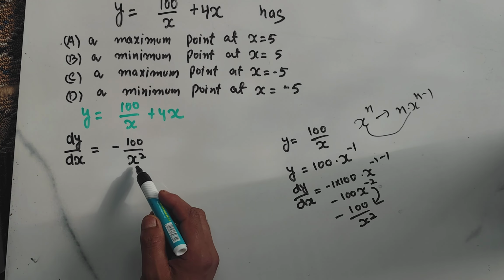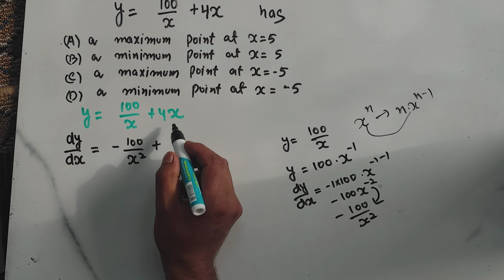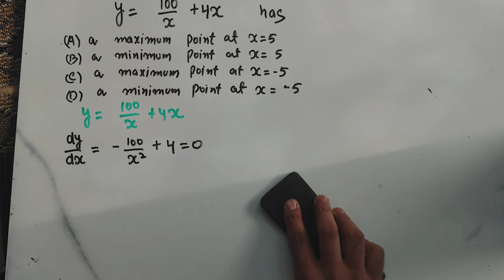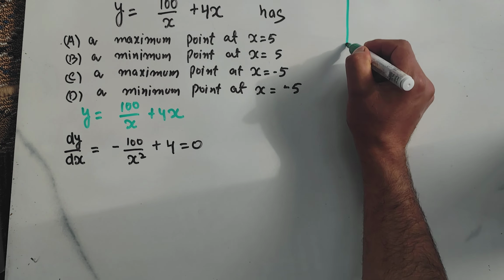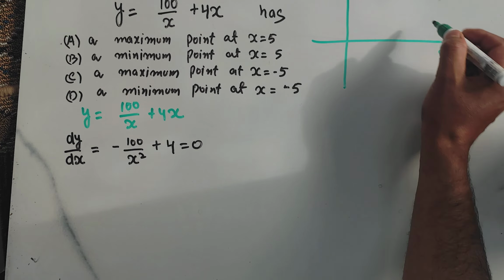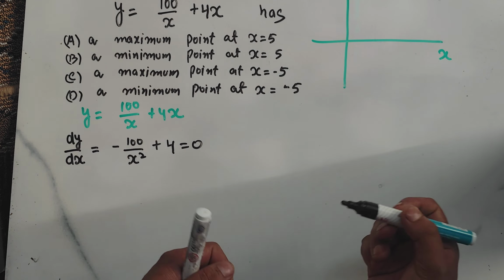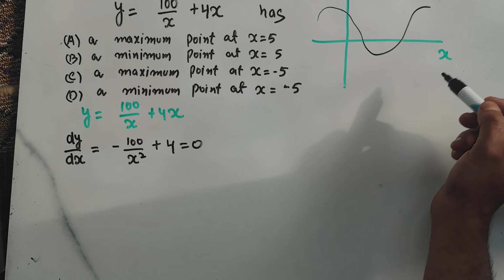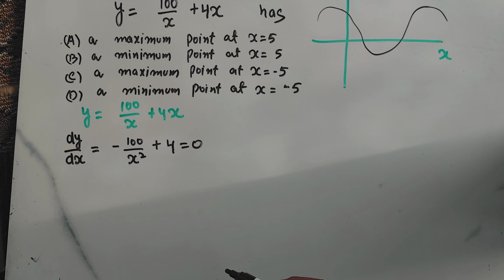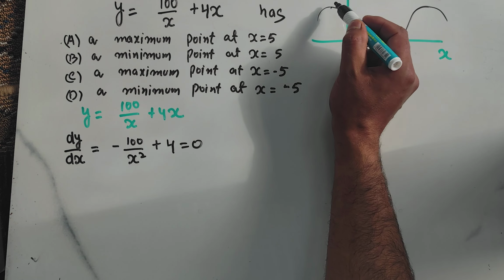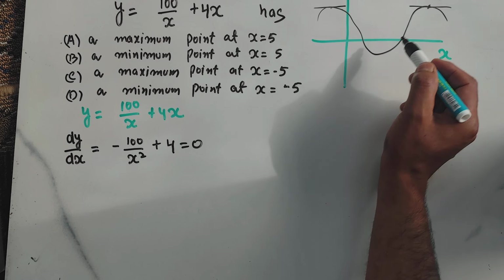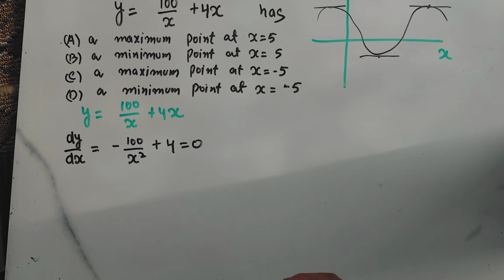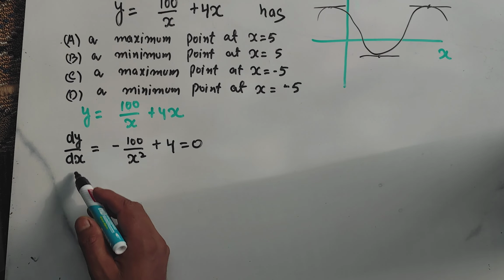The derivative of this is this function. Plus, the derivative of 4x is 4, and we set it equal to 0. What does this tell us? If I draw the graph, with x and y here, I'm not sure what the graph of this will be, so let us suppose we have this kind of function. The first derivative shows us the points where the slope is equal to 0. So in this rough sketch, at this point the slope is 0. To find where the slope is equal to 0, we set the first derivative equal to 0.